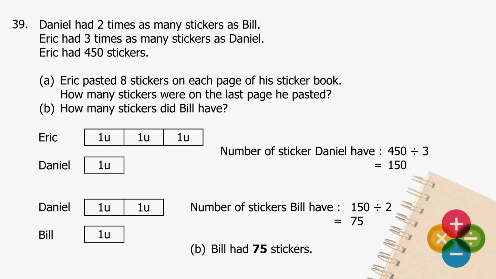The number of stickers on the last page will be, divide 450 by 8, and the quotient is 56, remainder 2. A. Eric pasted 2 stickers on the last page of his sticker book. The number of stickers Daniel had will be, divide 450 by 3, and the quotient is 150. The number of stickers Bill had will be, divide 150 by 2, and the quotient is 75. B. Bill had 75 stickers.